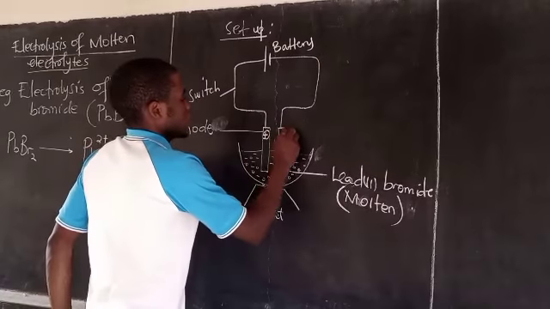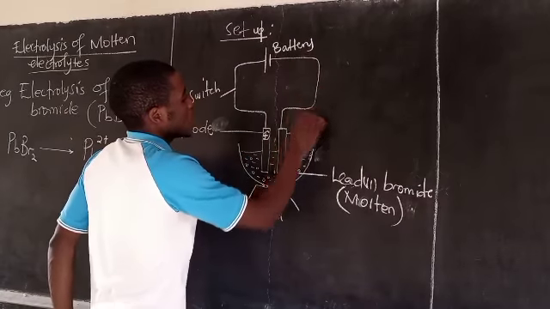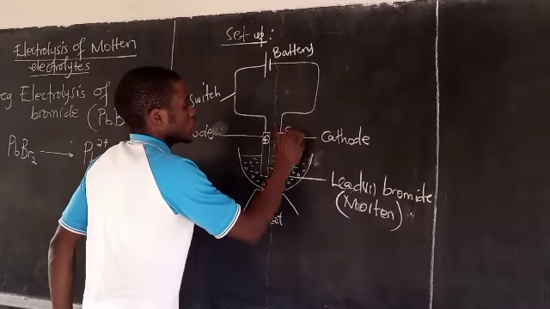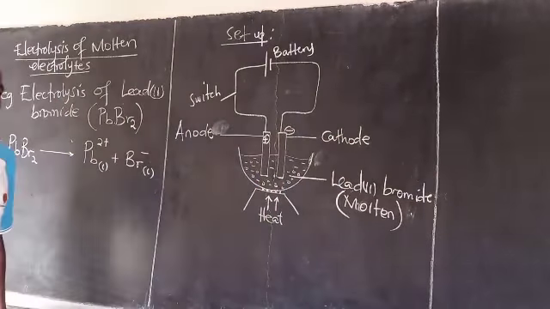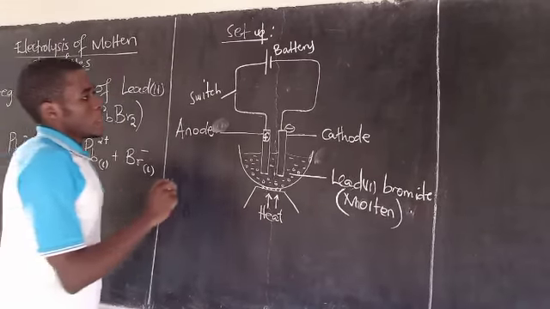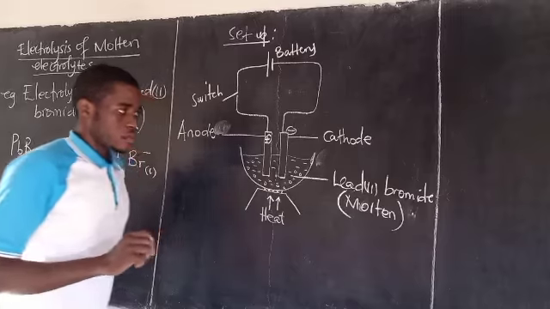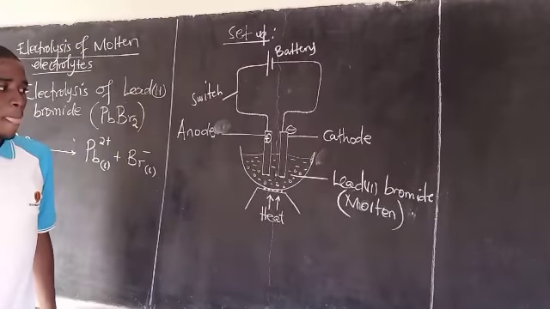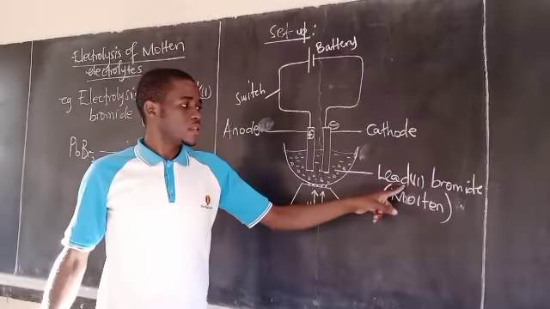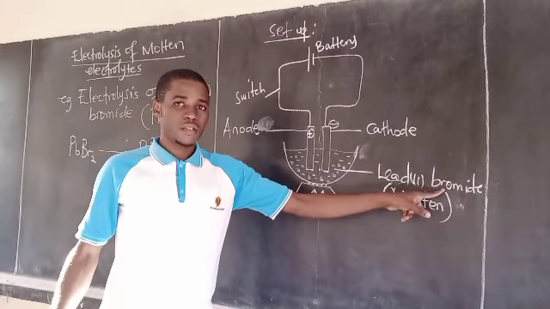And this will be the cathode because it is connected to the negative terminal of our battery. So, there is caution. You must be conscious here. In the experiment, we shall produce lead and bromine.